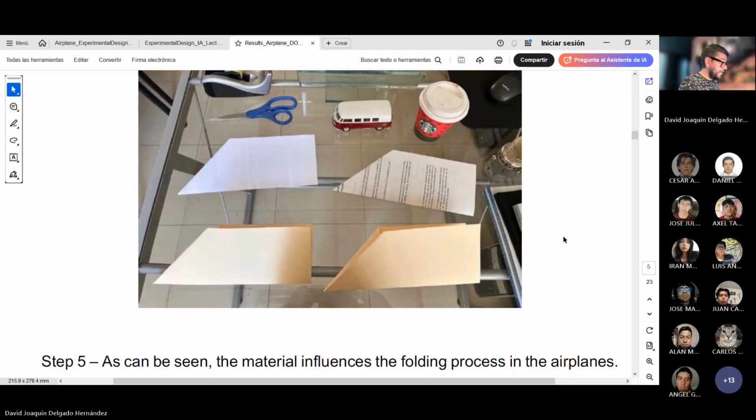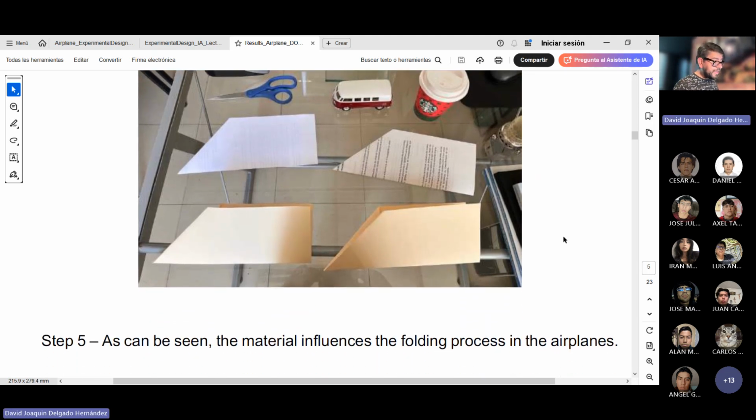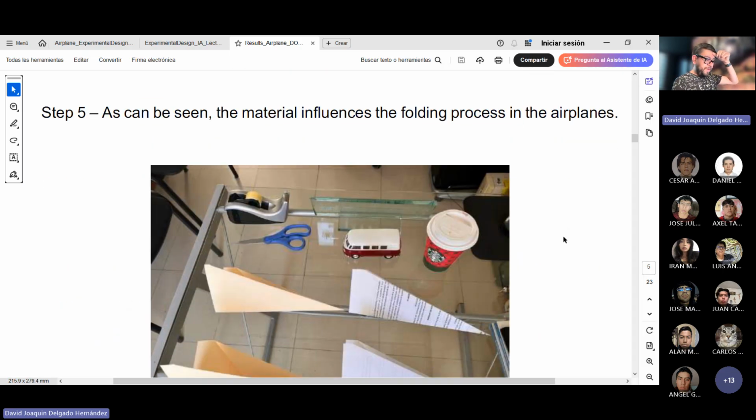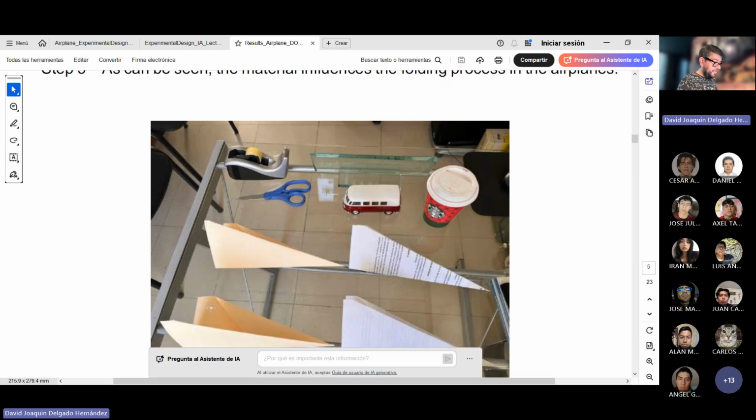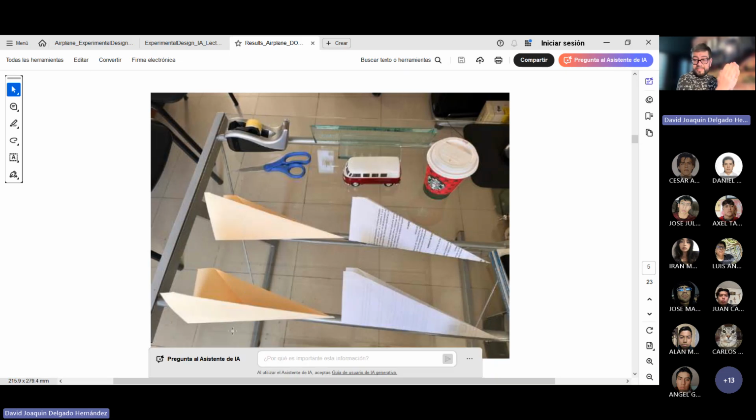Okay. Step number 5. As can be seen, the material influences the folding process in the airplane. So for me, it was more difficult to fold the folder than the bond paper because of the material. The thinness of the bond paper makes it very, very easy to fold, but the folder is very hard to fold. It is difficult to fold. Okay, that's why you can see here in this photograph this airplane. It is like open because of the material. Okay.